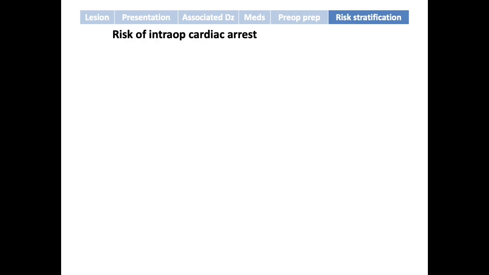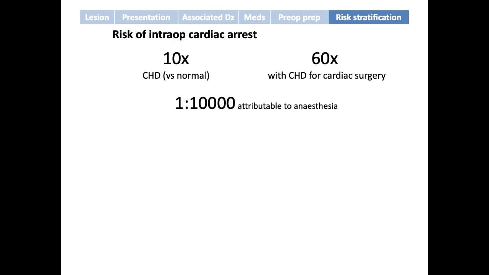The risk of intraoperative cardiac arrest during non-cardiac surgery is 10 times higher in a child with congenital heart disease as compared with a normal child, and 60 times higher during cardiac surgery. 1 in 10,000 of these cardiac arrests are attributable to anesthesia.